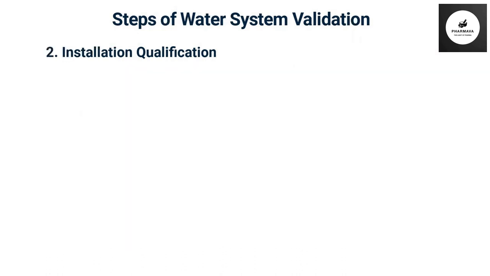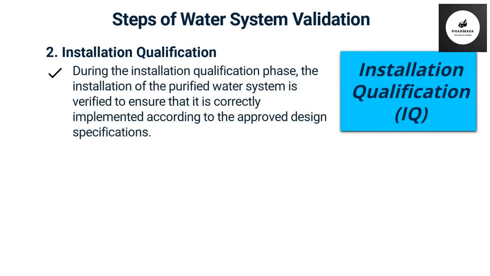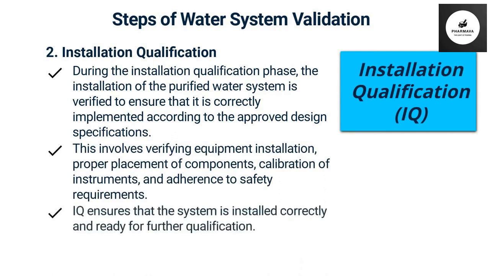Installation qualification. During the installation qualification phase, the installation of the purified water system is verified to ensure that it is correctly implemented according to the approved design specifications. This involves verifying equipment installation, proper placement of components, calibration of instruments, and adherence to safety requirements. IQ ensures that the system is installed correctly and ready for further qualification.